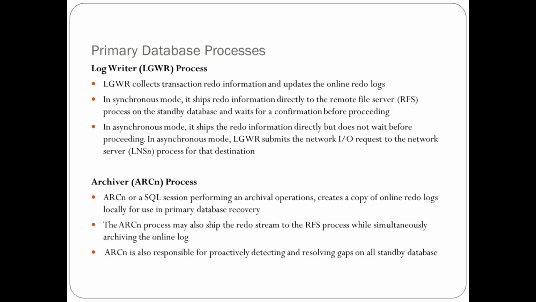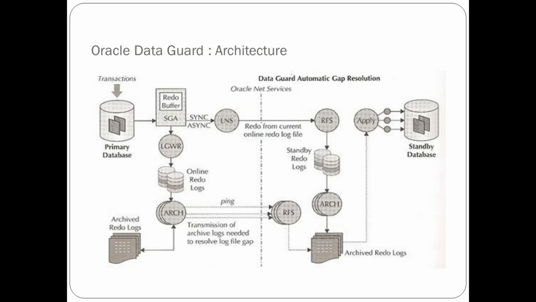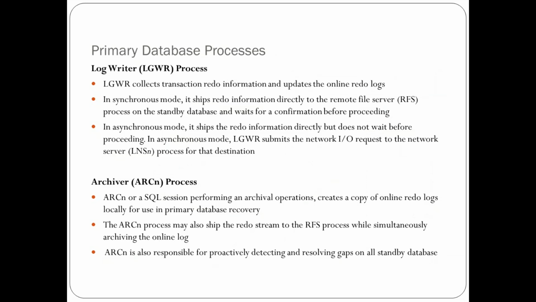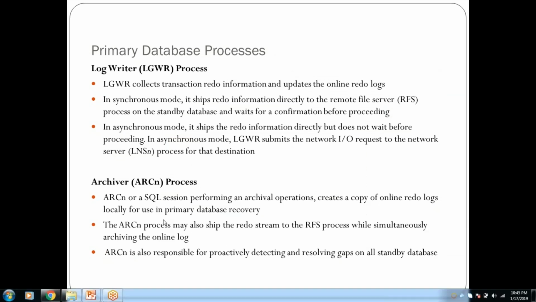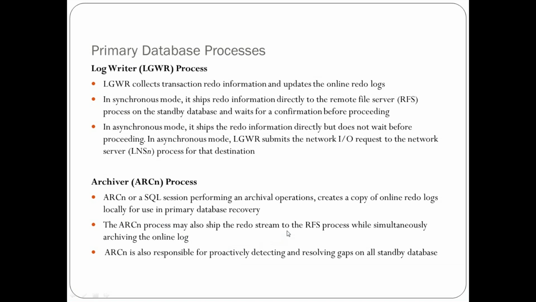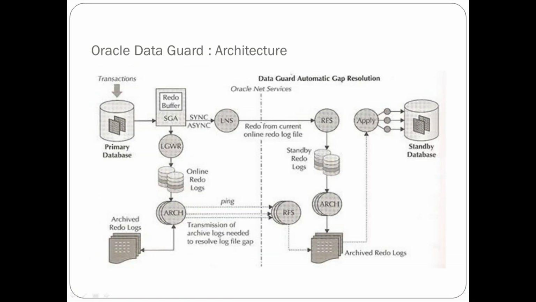Okay, what is the archiver doing? The archiver is performing an archive operation, creating a copy in the primary database. It may also ship the redo stream to the RFS while simultaneously archiving the online redo log file. So one thing is definitely it will create the archive redo log file just like a normal process. Second thing is it may also ship the redo stream to the RFS, what we discussed when we don't configure the standby redo log files.